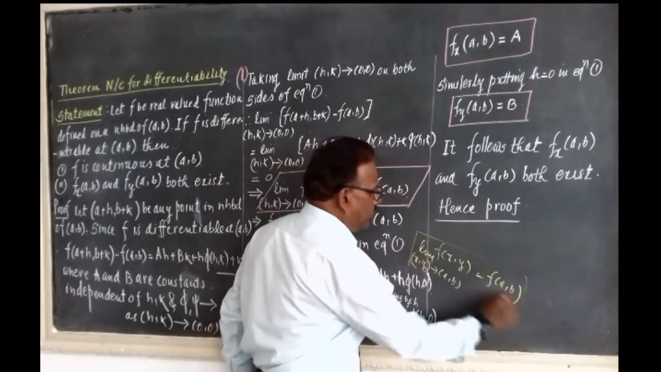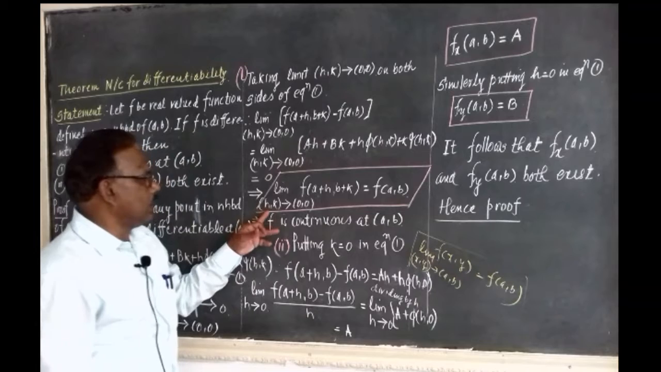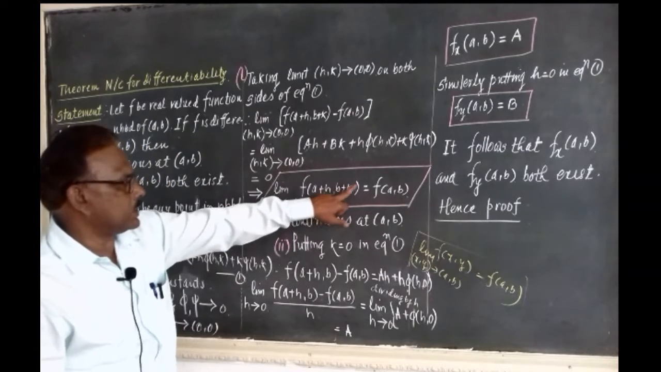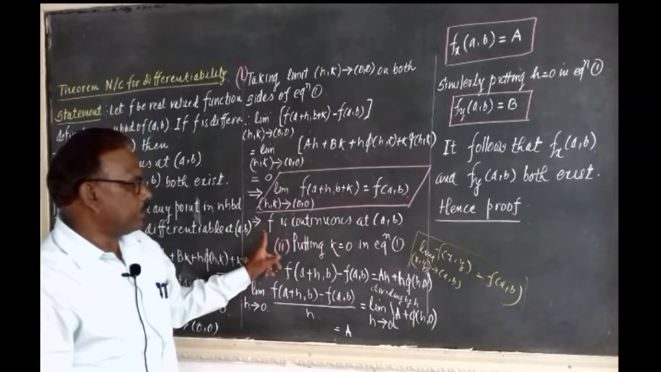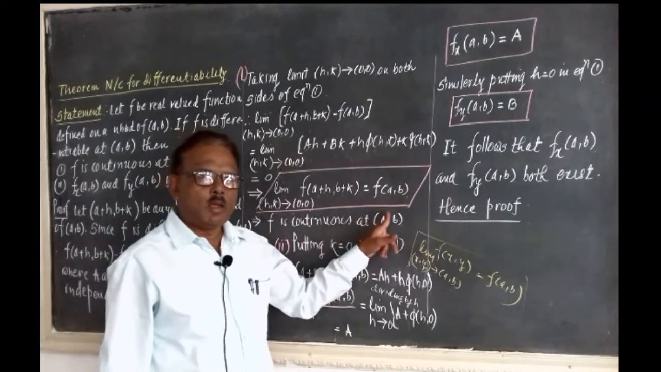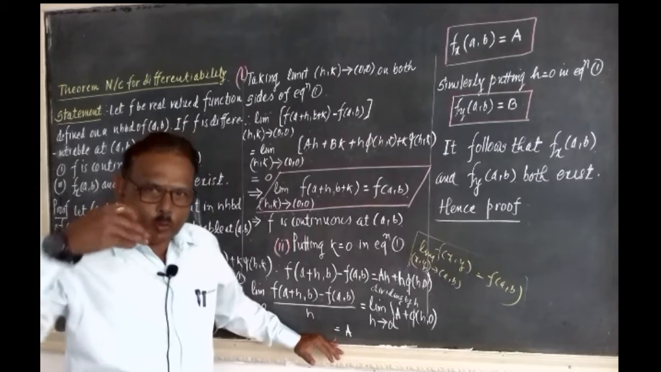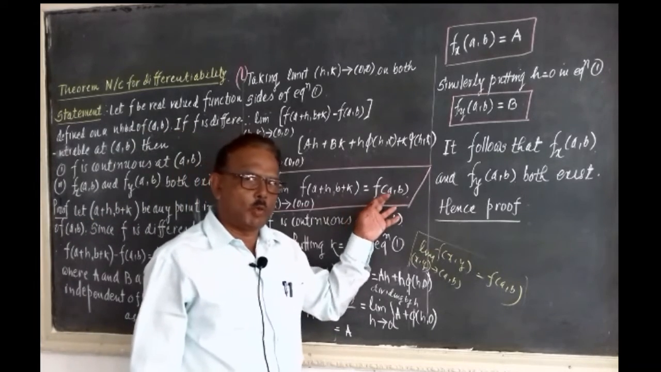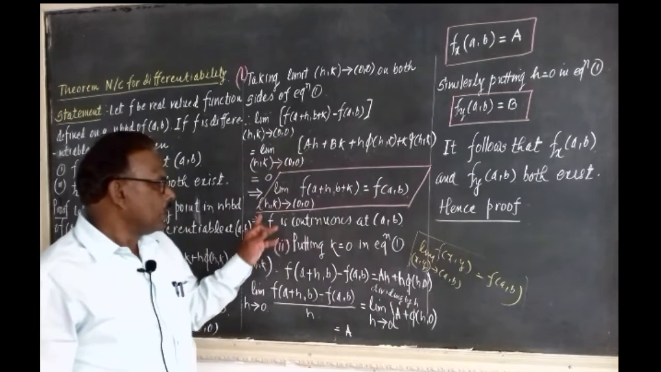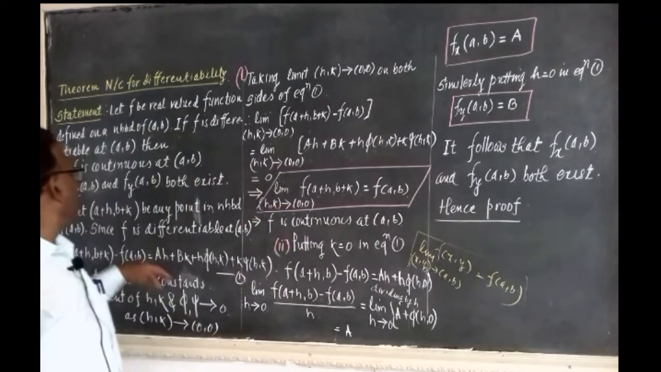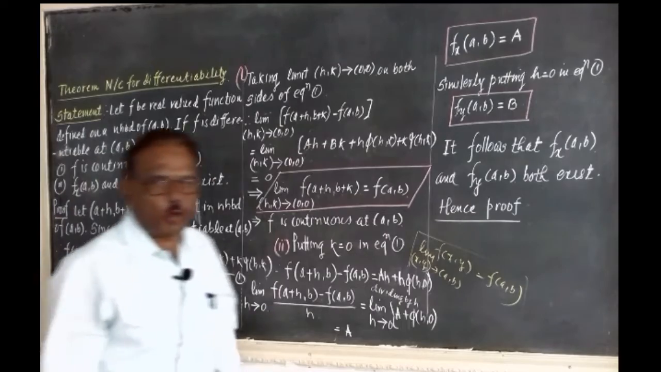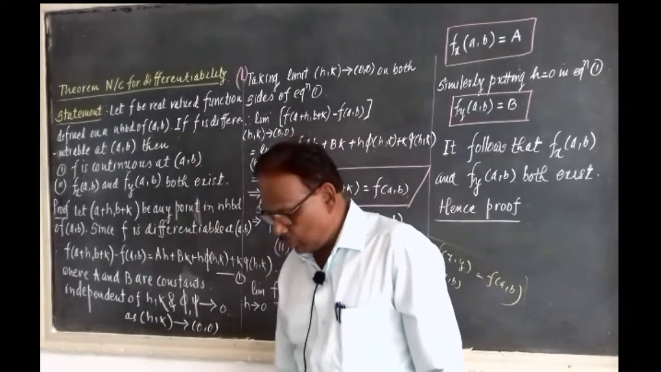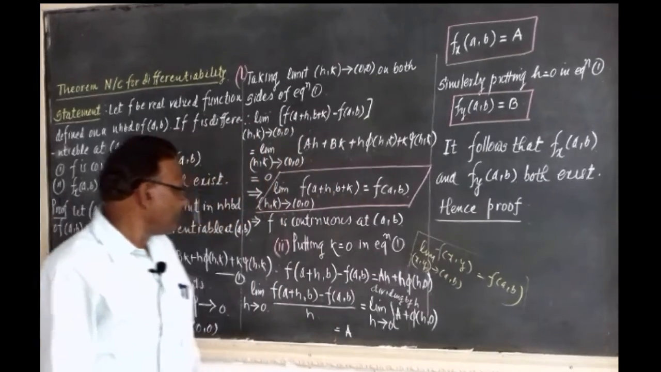According to the definition of continuity, the limit as h, k tends to 0, 0 of f of a plus h, b plus k is equal to f of a, b. When the limit is equal to the value of the function at point (a, b), the function is said to be continuous. Okay. The first part is proved here: f is continuous at point (a, b).